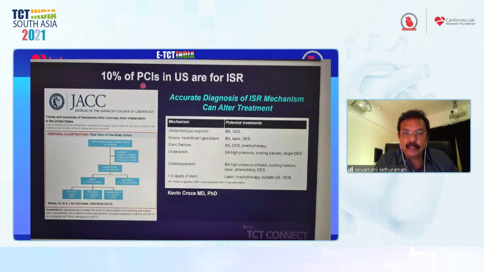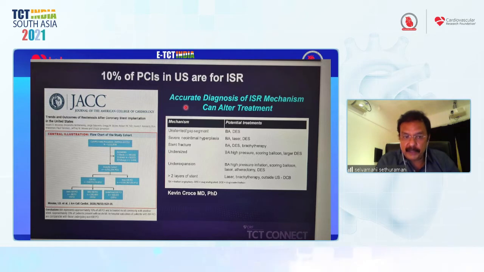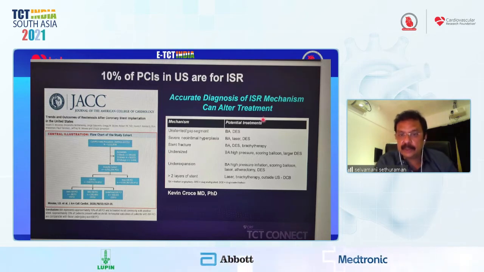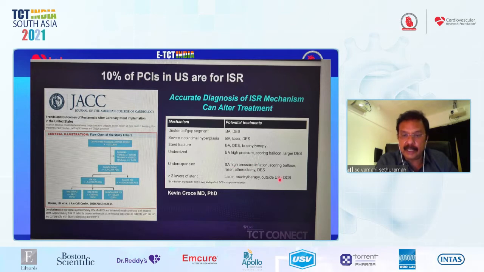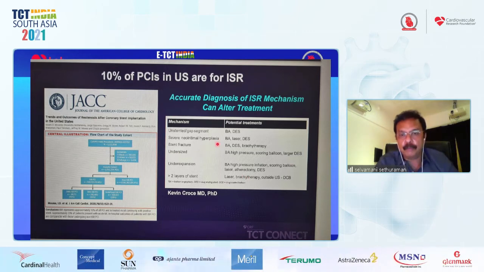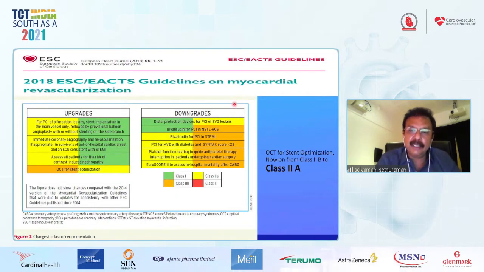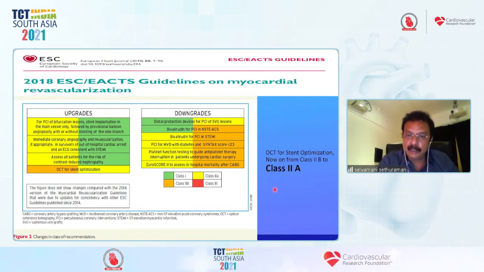And today in the US, almost 10% of PCIs are for ISR, that is for stent failure. Very important, in treatment of ISR, accurate diagnosis definitely alters the treatment. We have so many options, from plain balloon, drug-eluting balloon, and then brachytherapy. Today we have laser, everything. How to make a decision regarding the therapy available now? And coming to imaging, imaging is a class 2A indication today as per the ESC guidelines, and probably for ISR I think it should be updated shortly.